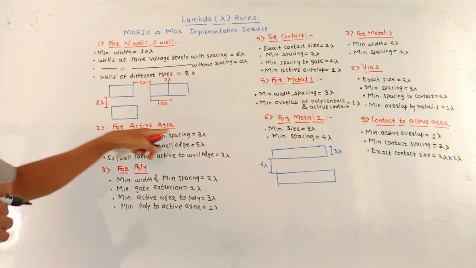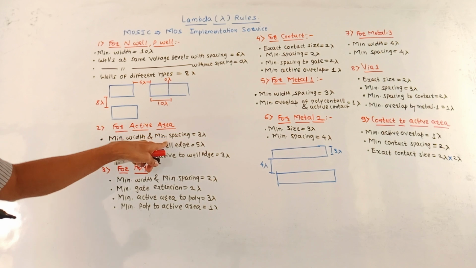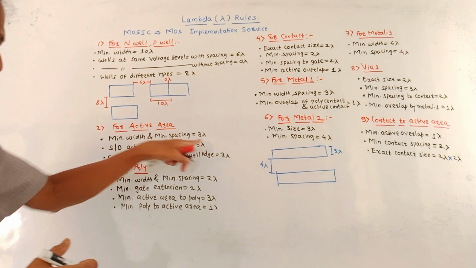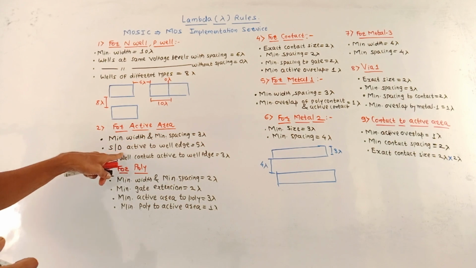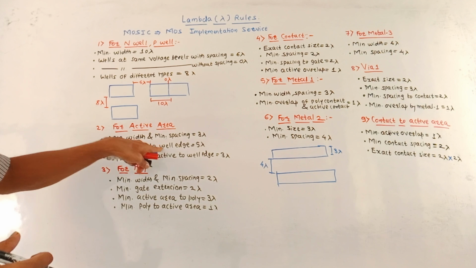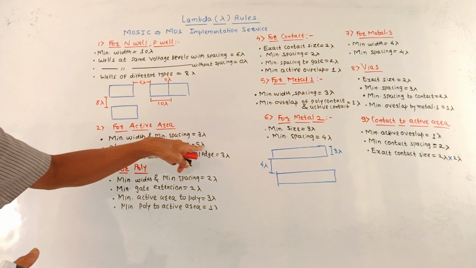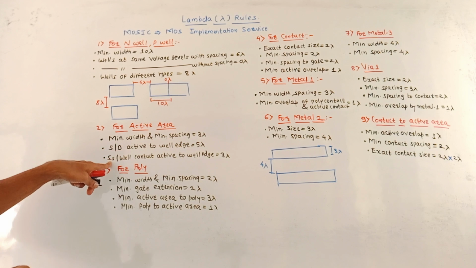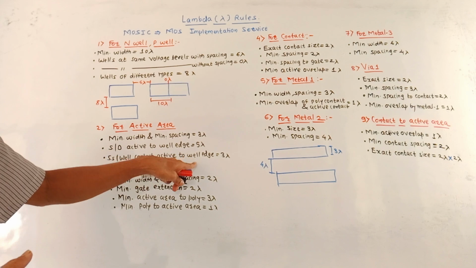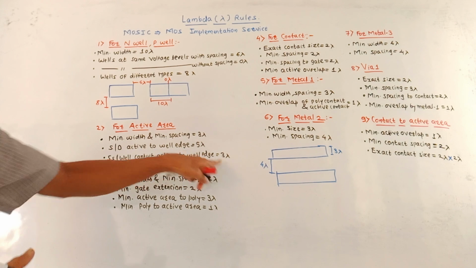Next is rules for active area. Minimum width and minimum spacing. That means minimum width as well as minimum spacing should be 3 lambda. Then S or D, that is source and drain active to well edge distance or spacing, is 5 lambda. SS means substrate or well contact active to well edge spacing is 3 lambda.